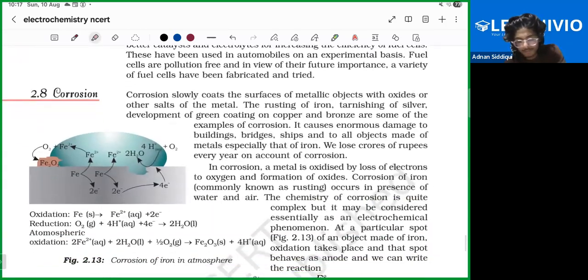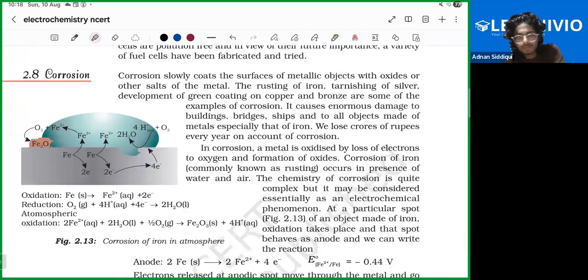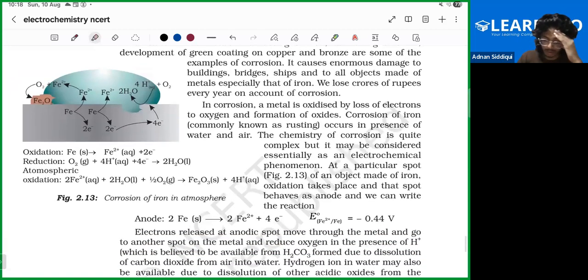What is corrosion? You might have heard it in your earlier classes. Due to oxidation. So this is your corrosion basically.